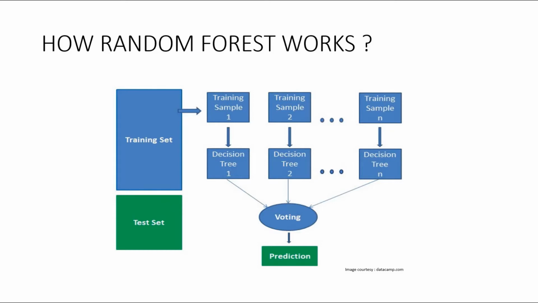Next, how this random forest algorithm works. As discussed, it works in 4 steps. Select random samples from a given data set. Construct a decision tree for each sample and get a prediction result from each decision tree. Perform a vote for each predicted result. Select the prediction result with the most votes as the final prediction.